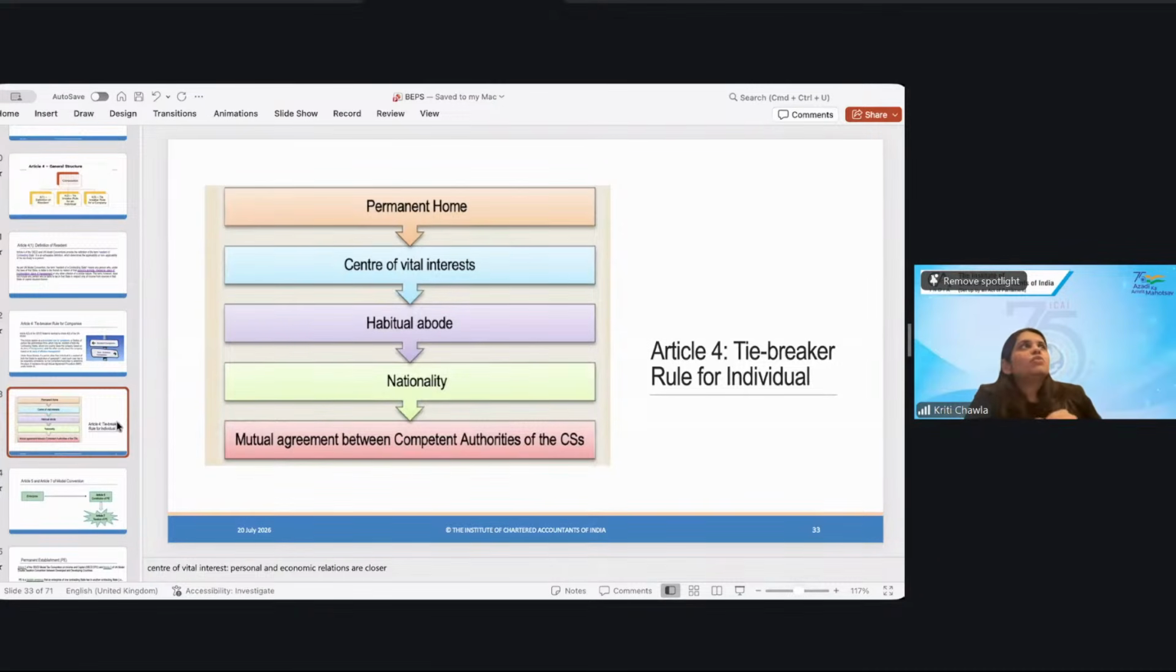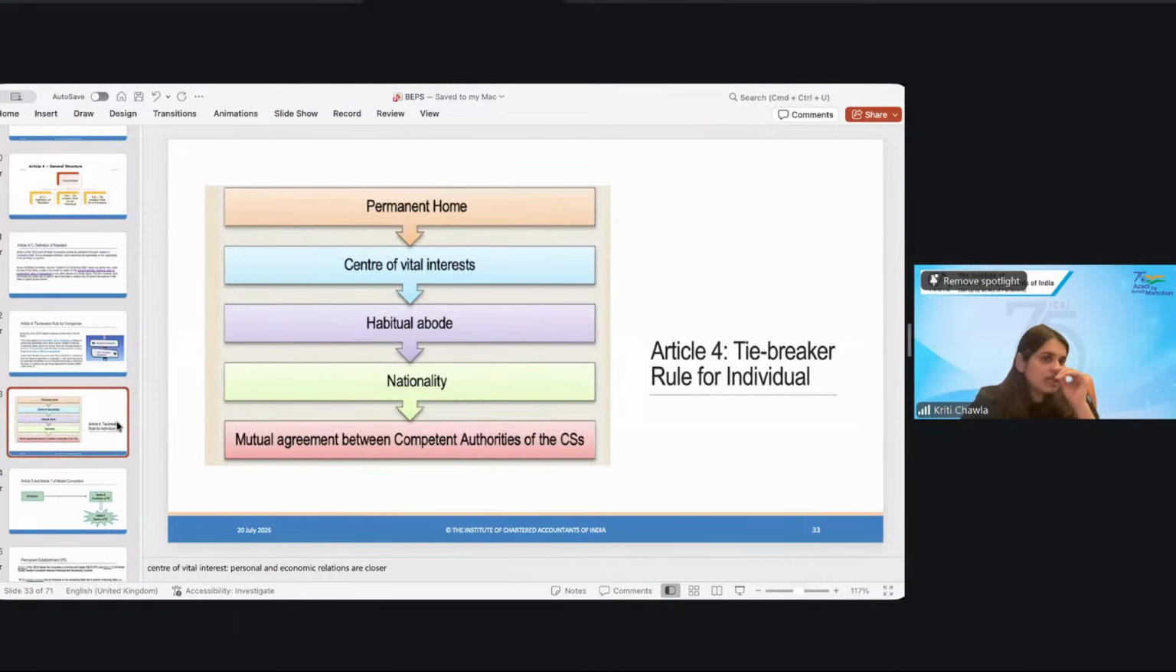The tiebreaker rule says that if you are resident of both the countries, then you will be resident of the country where you have a permanent home. If you have a permanent home in both the countries, then you will be resident of the country where you have your center of vital interests. What is center of vital interests? Where you have more personal and economic relations, where they are closer.